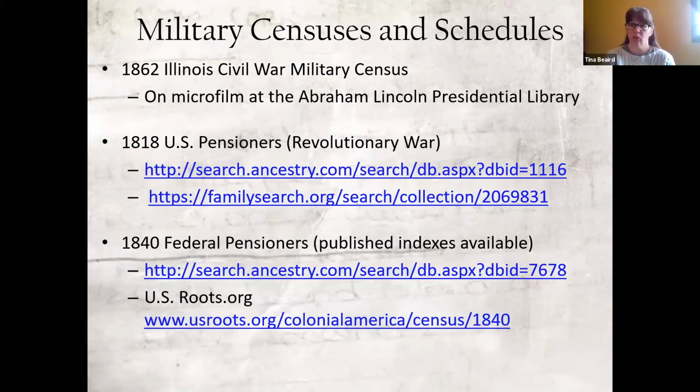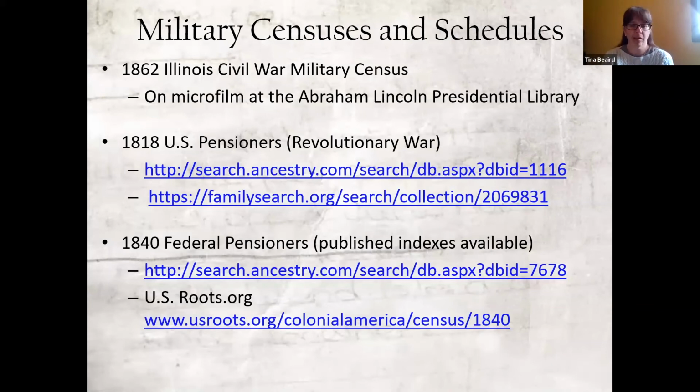So keep in mind, when you're looking at military census data, the closer you can get to the event, the more accurate the information is going to be. So if you're going to be looking for Revolutionary War pension census or 1812 pension census, you want to be looking in the 19th century.